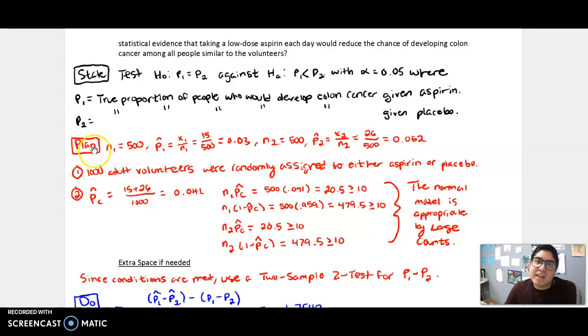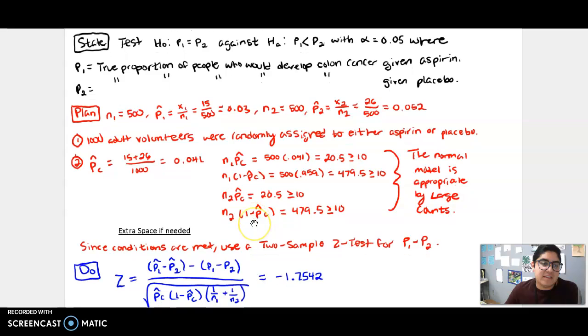Next up, using my planning step, I'm going to write some of the statistics that I was given, including the sample sizes and the sample proportions. And I check my first condition. I didn't use a random sample, I used random assignment. And so these 1,000 adult volunteers were randomly assigned to either the aspirin or the placebo group. Next up, I check my pooled proportion, and I get about 0.041, and I check the successes and failures in both the treatment group and the placebo group. And since all of them are at least 10, the successes and failures, the normal model will be appropriate by large counts. Next up, since our conditions are met, we will use a 2-sample z-test for the difference in population proportions.